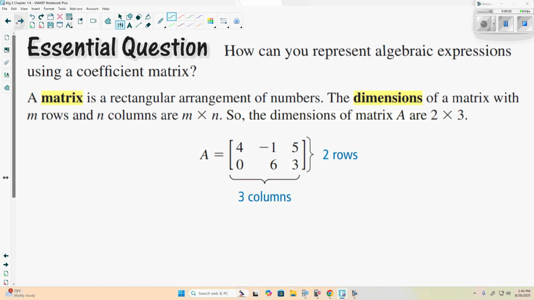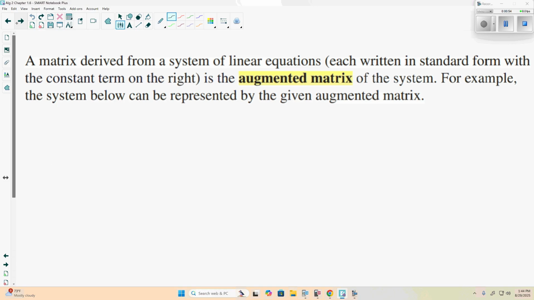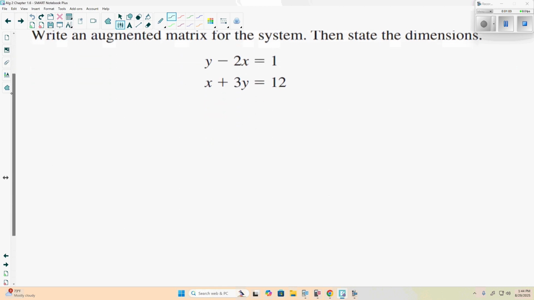So when we take a system of equations and write it as a matrix, it's called an augmented matrix for that system. Now we're going to look at this here, and we're going to write this set of equations as an augmented matrix.